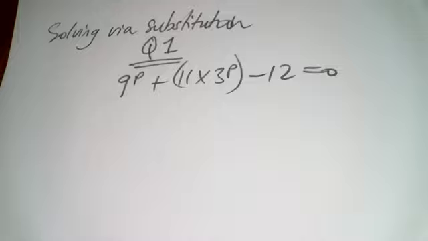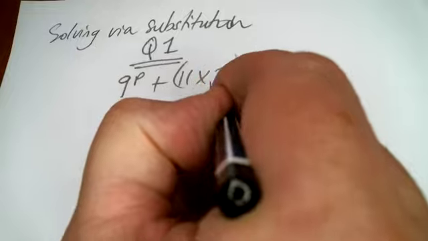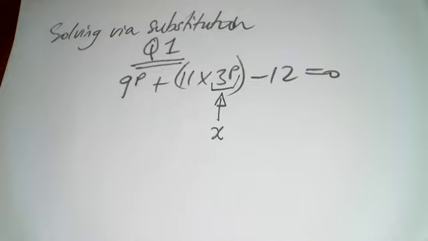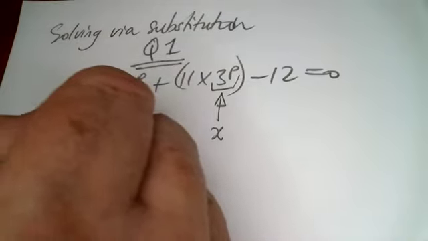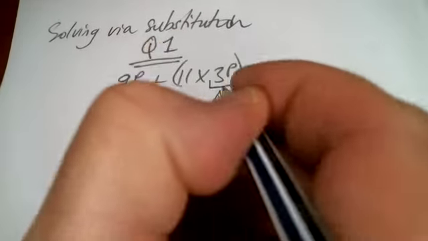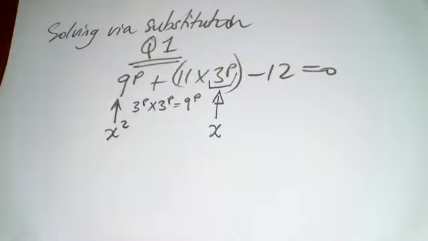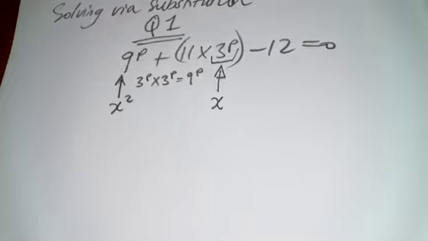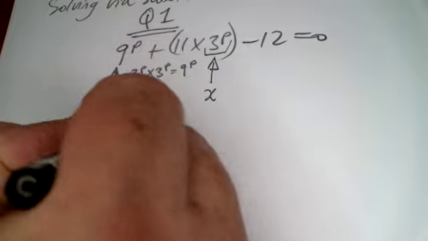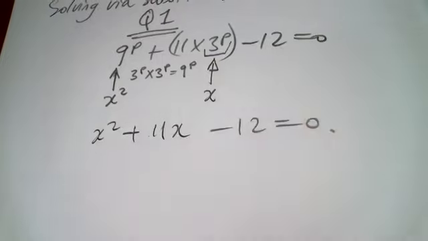So let's see if I can identify the quadratic. Well, here is a 3^p, which we could just simply call x. And here's a 9^p, which is really (3^p)², or 3^p times 3^p. So that obviously we could say is an x squared, because if 3^p is x, then 3^p times 3^p is 9^p. Sorry, when I say 3p, I mean 3 to the power of p. All right, so now we can easily make this into a rather nice quadratic. We've got x squared plus 11x minus 12 equals 0.